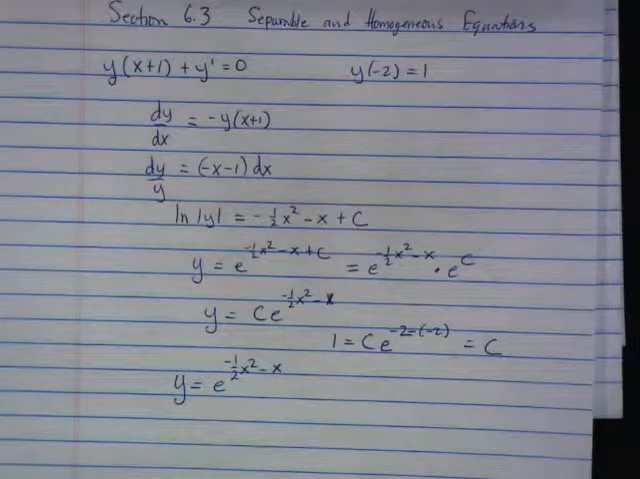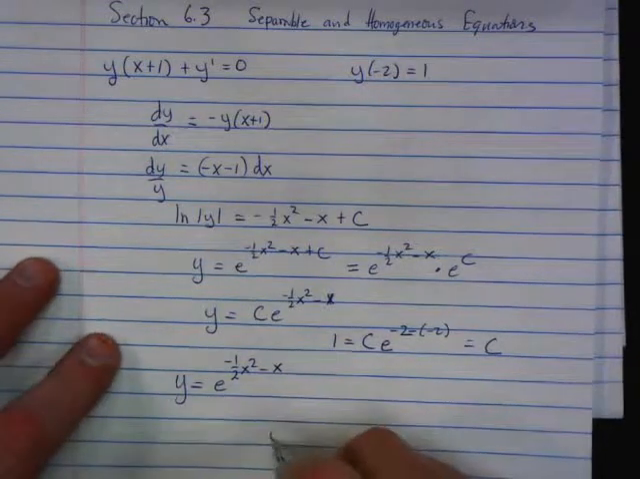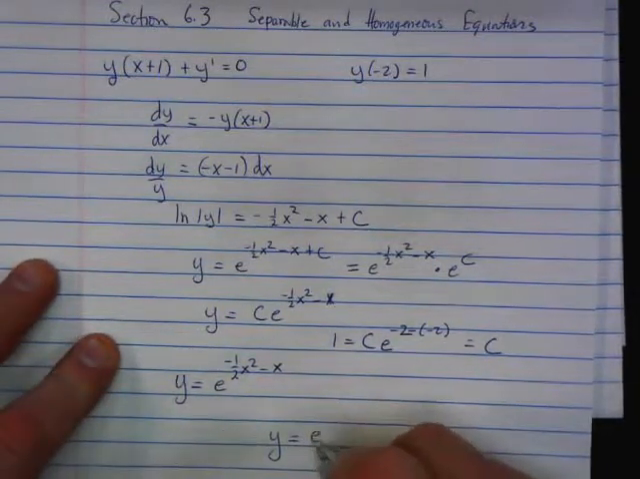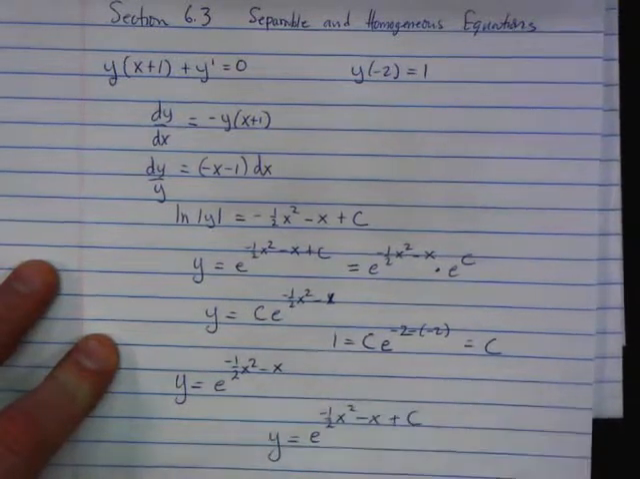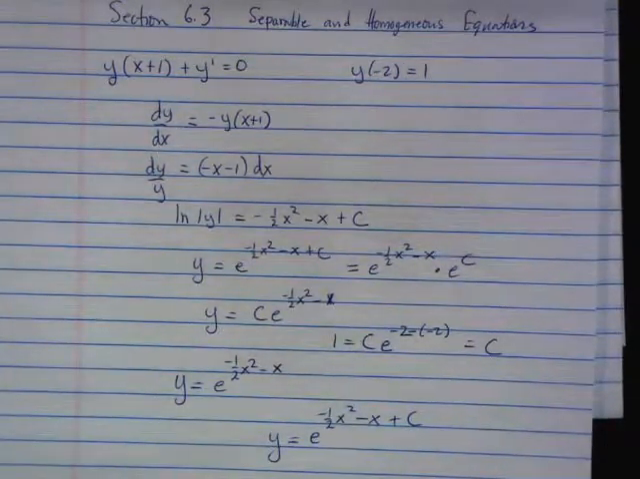Other questions? If you were to substitute in the 1 and the -2 before we brought it down to c e to the -1/2 x squared minus x, if you had done it when it was still e to the whole thing, would you still get the same answer? Excellent question. His question is, if I had left it this way, y equals e to the -1/2 x squared minus x plus c, and I plugged in my initial conditions, would I get a different answer? Let's find out.